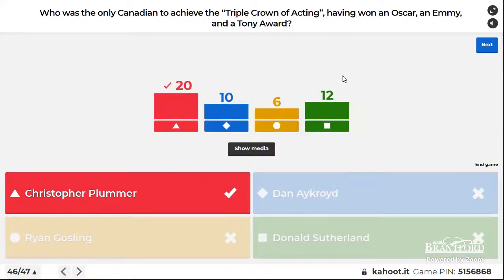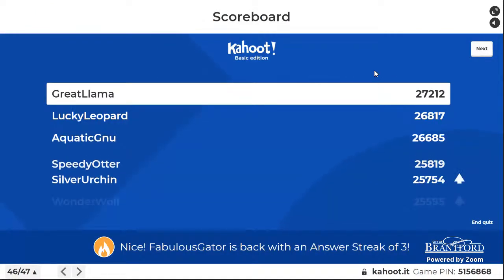All right, so answers are split across the board, but the majority got it correct. It was indeed Christopher Plummer. Unfortunately, this well-known and well-achieved Canadian did pass away last year, leaving quite the legacy for himself, but he did win an Oscar, Emmy, and Tony Award. And let's see what everyone won as a result of getting that answer correct.